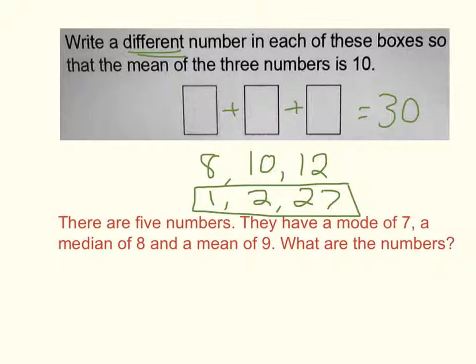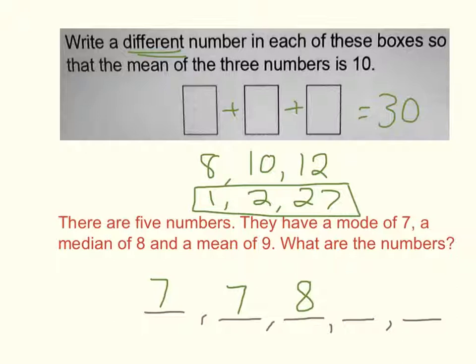Now for the last question, first of all, I know that there's 5 numbers, so I often find it easier if I draw out 5 spaces, and then I can start filling them in. If I know that I've got a mode of 7, I know that I must have at least 2 7's. I'm going to put them this side, because I know the mean is higher, the mean is 9. The median is 8, so I know the one in the middle must be 8.